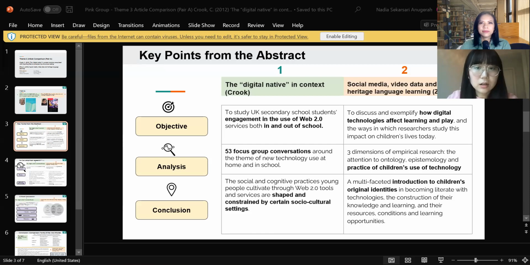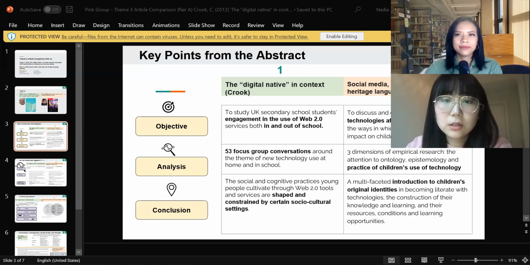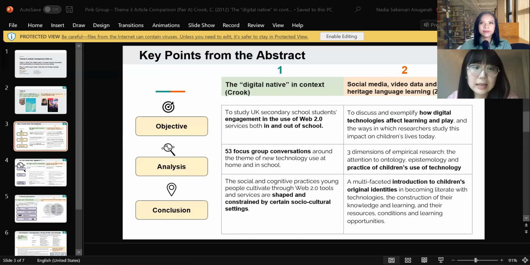While in the second article, social media, video data, and heritage language learning draws emphasis on how digital technologies affect the children's learning and playing, especially on how young children learn and maintain their family's heritage language and the cultural intergenerational communication on social media.